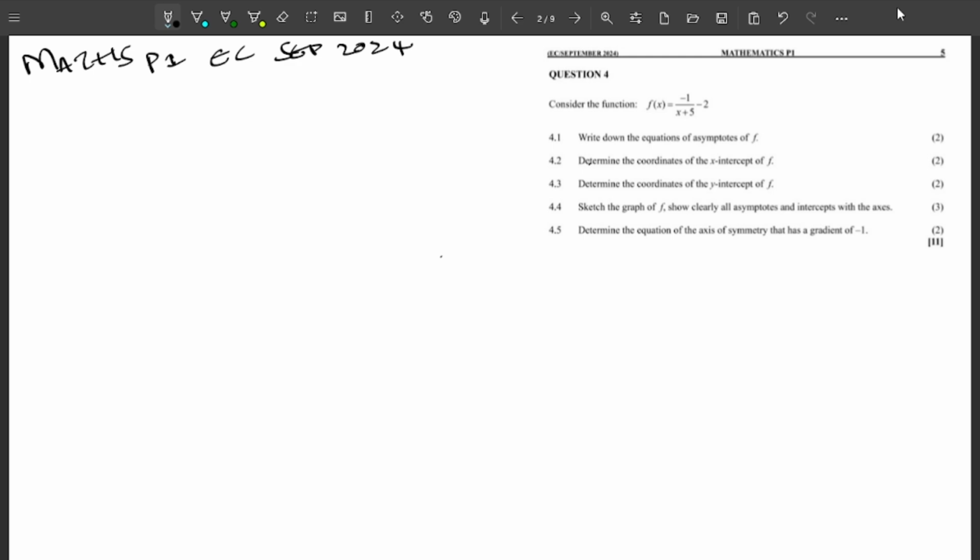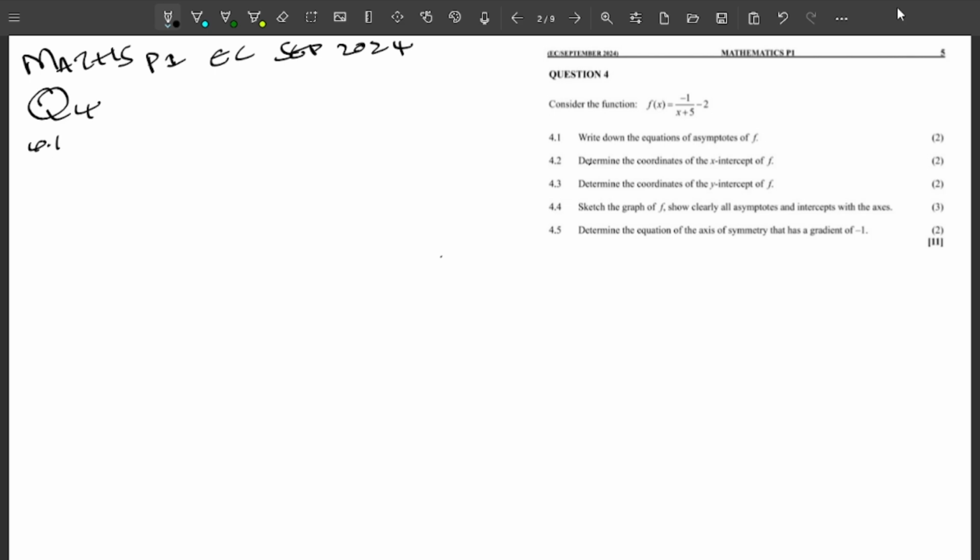So the first question that we have here is Q4, 4.1. We're given just the function. Oh, how lucky of us. They said we should consider that f of x is equal to minus 1 over x plus 5, minus 2.